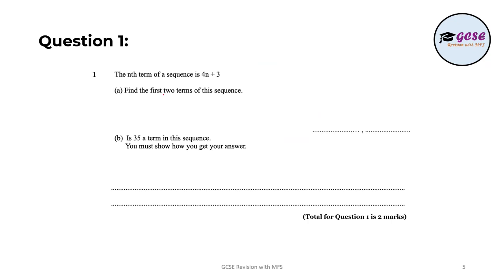So for the first two terms, remember n is telling you the position, the first position and the second position. So all you have to do is substitute in 1 and 2 in the place of n. So 4 times 1 plus 3: 4 times 1 is 4, add 3 is 7. So the first one is 7, and then the second position is 4 times 2 plus 3: 4 times 2 is 8, add 3 is 11. So you have 7 and 11.